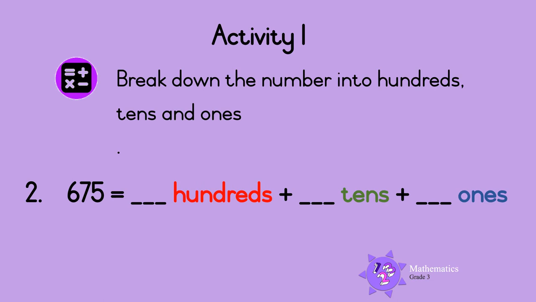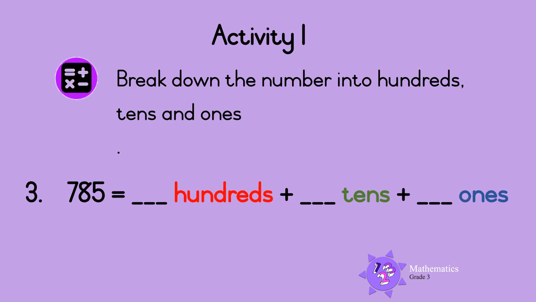What about this one? Break down the number 675 into hundreds, tens, and ones. 6 is in the hundreds column. So there are 6 hundreds. 7 is in the tens column. So there are 7 tens. And 5 is in the ones column. So there are 5 ones. Well done!